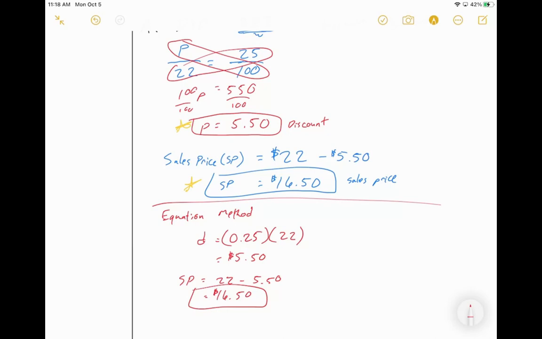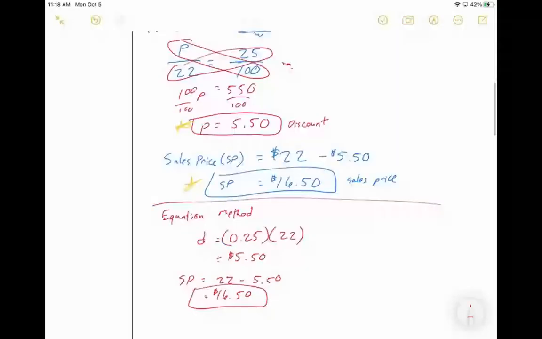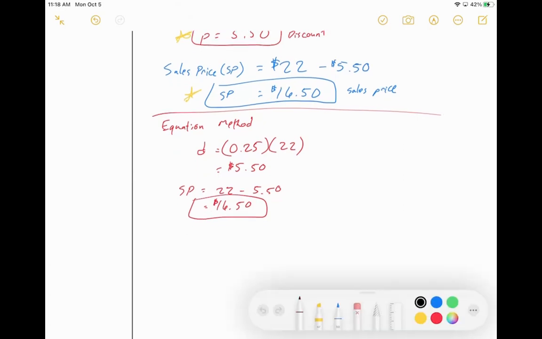Okay, so same way. Again, I like this method because it's easier for me to just change 25% to 0.25. But if you don't like that, then keep doing it this way. Okay, keep doing it this way up here. All right. Okay, let's give you guys another one. And you'll see these are not too bad.